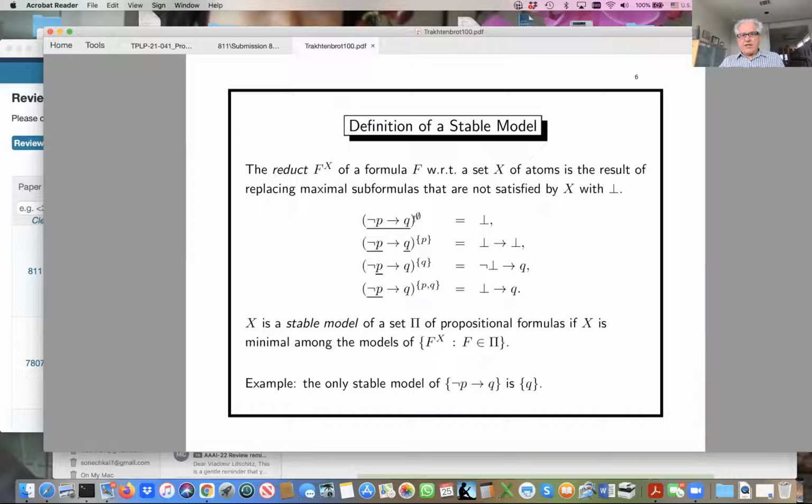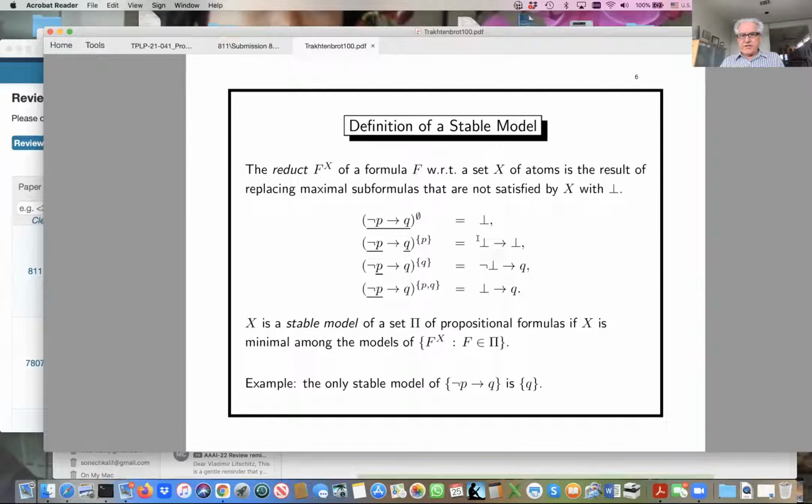Here, the whole formula not P implies Q is false. That's the maximal subformula not satisfied by X. So the reduct is falsity. In the second line, if our truth assignment makes P true and makes Q false, the largest subformulas that are not satisfied by X are not P and Q, so you replace each of them by falsity, and that's the reduct that you get, and so forth. And now we say that X is a stable model of Pi if X is minimal with respect to set inclusion among the models of the reducts of the elements of Pi.